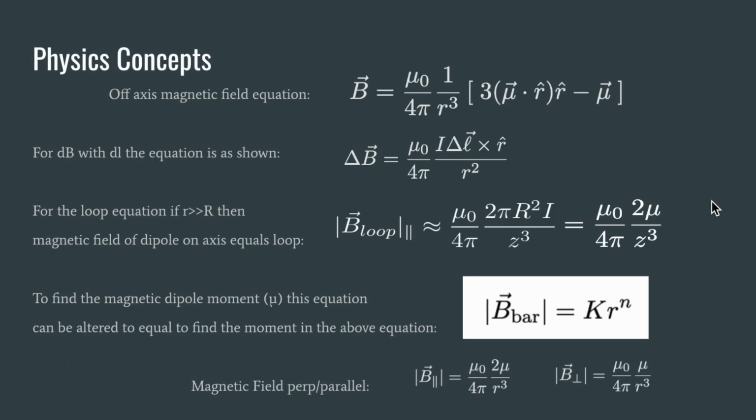So basically these are all of the equations and physics concepts that we need for this lab. Most of it is just magnetic field related, and then this is the off-axis magnetic field equation. This is the equation that we will be putting this into in order to find this value. And then this is the perpendicular and parallel magnetic field equation. This is my magnetic dipole moment, what we're finding with this.